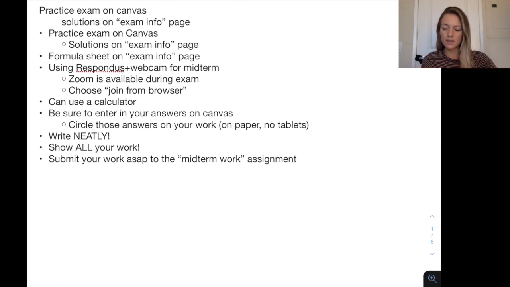So when you're done with your exam, you've entered your answers into Canvas, and you've submitted your exam, what you're going to do is immediately take either a picture or scan your work and then upload it to the assignment called midterm work. Try to do that right away. The sooner you do it, the better. Unfortunately, if there's any long lag time, we don't want to think that people are cheating, but if you take an hour to submit your work, that's not going to look good. So make sure you submit your work as fast as you can. Within 10 minutes is reasonable.